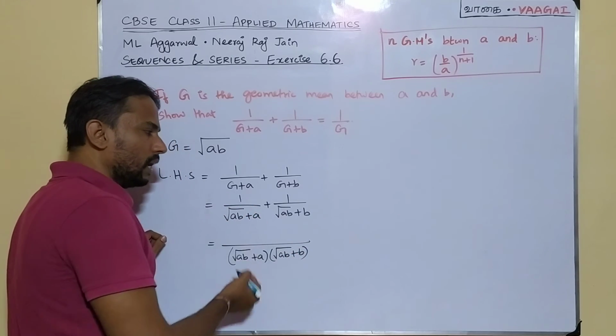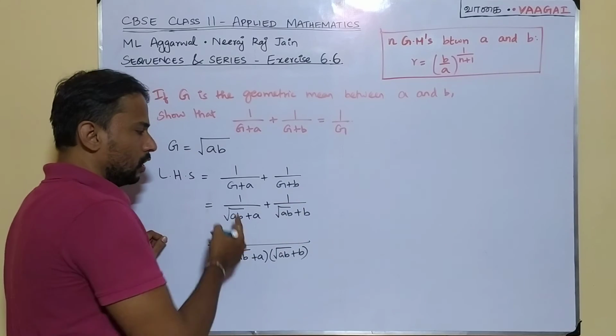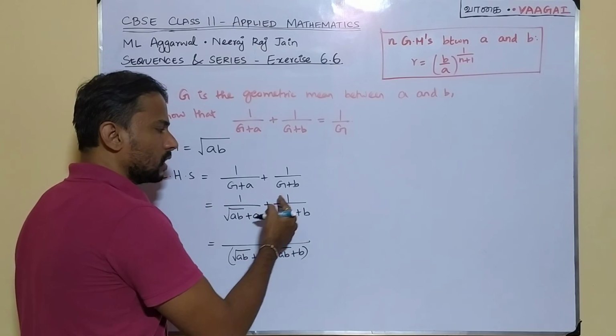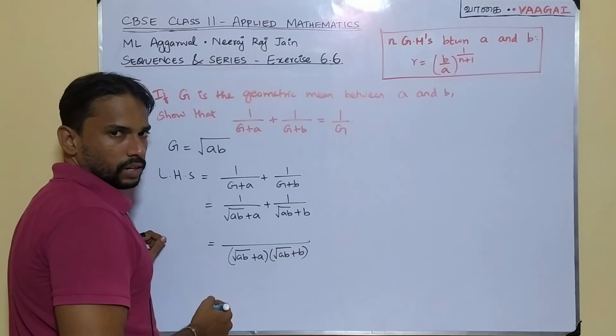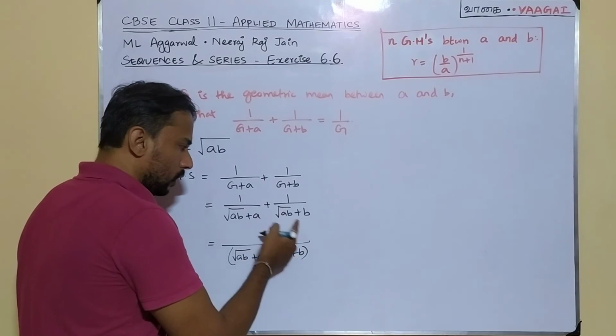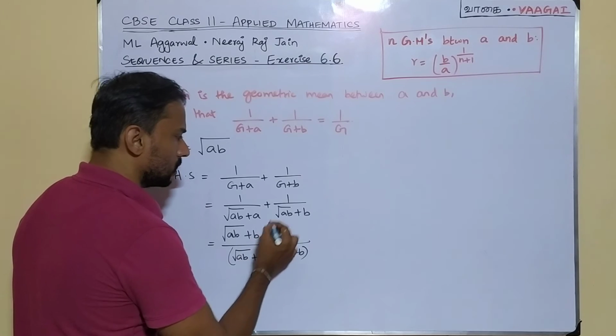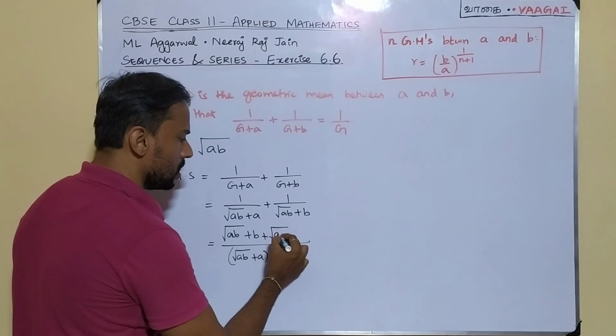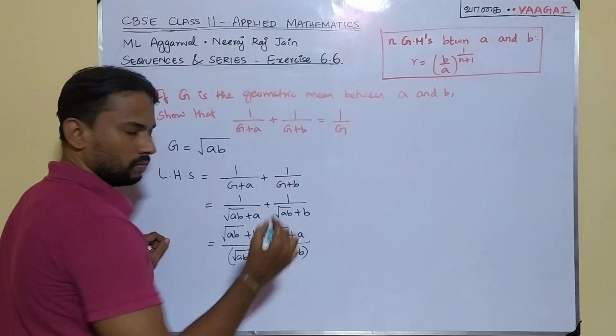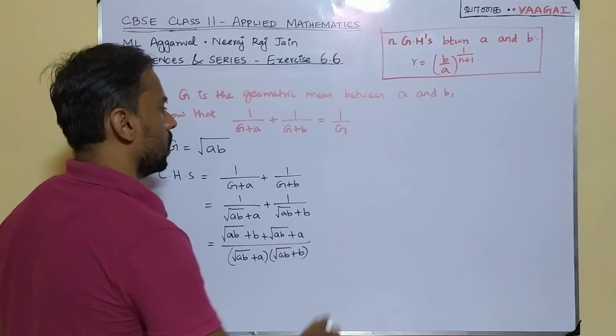And what happens to the numerator? Numerator will be cross multiplied. So 1 into this value plus 1 into this value. This is what we will get. So if you do so, 1 into this value will be root of AB plus B, plus, here I will have root of AB plus A. This is what I will have. Yes, clear, done? Okay, fine.